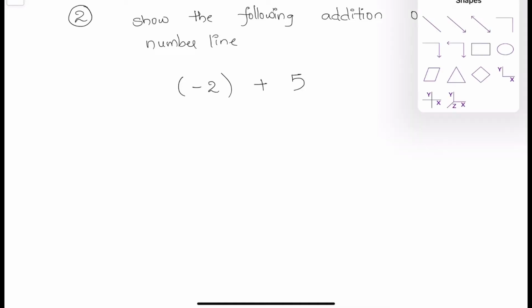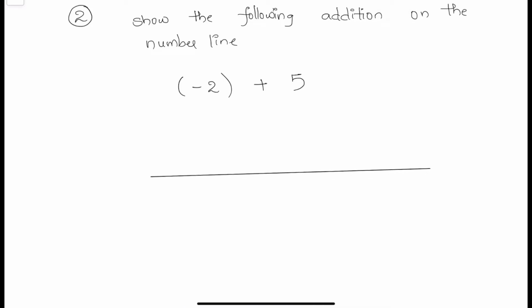So now what I'll do, I'll just take the ruler, mark a number line where this is 0, this is negative 1, negative 2, negative 3, negative 4, and to the right side what do I have? All the positive numbers, 1, 2, 3, 4 and 5. What should I do now? All that I need to do is, I should start with negative 2. Where is negative 2? Here is negative 2.